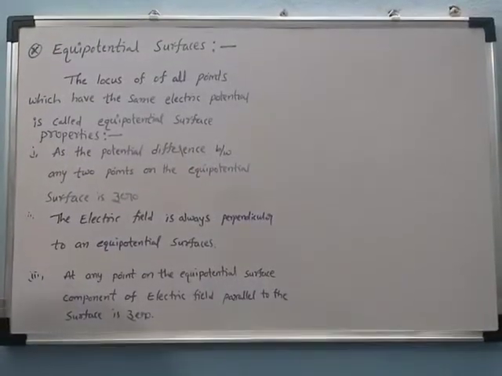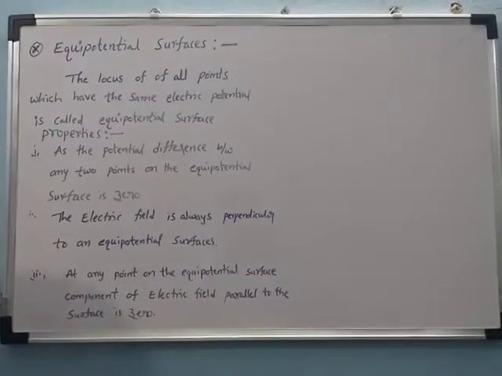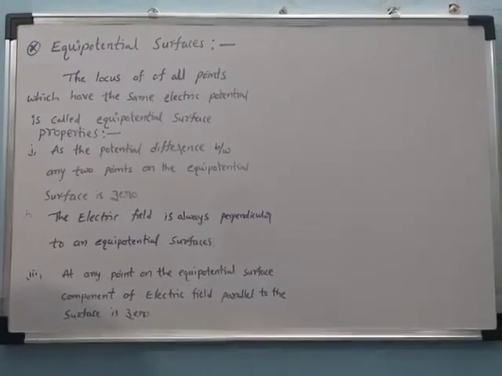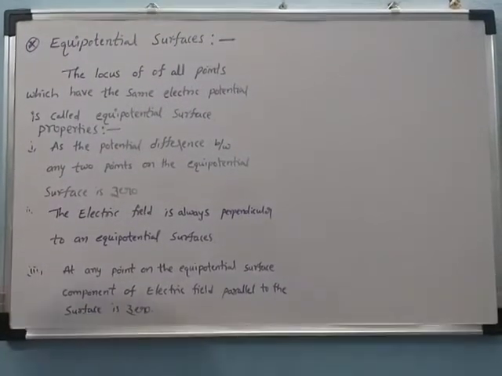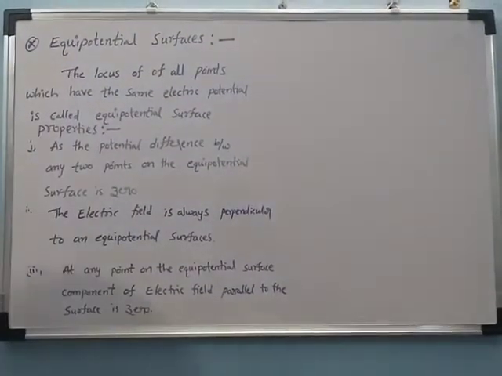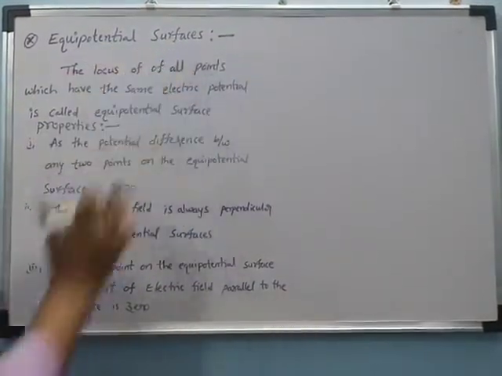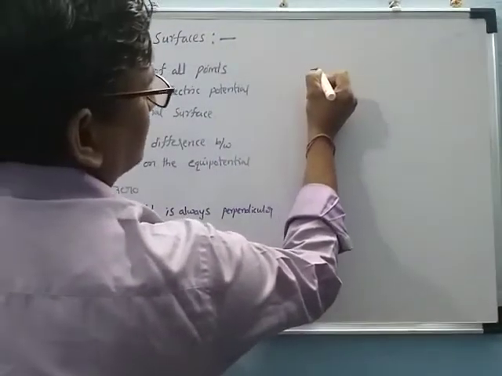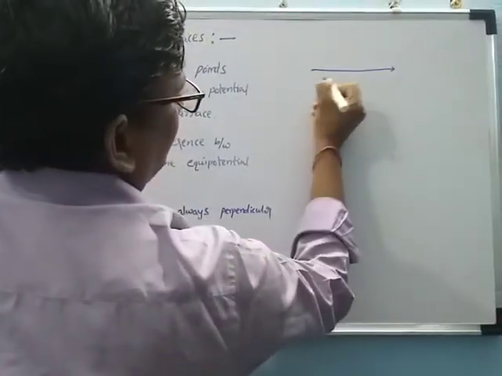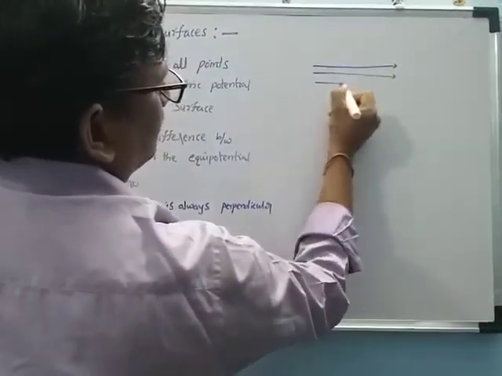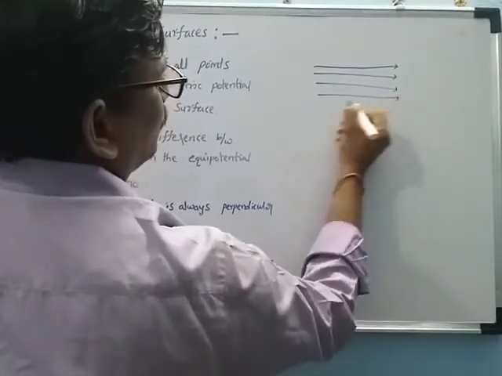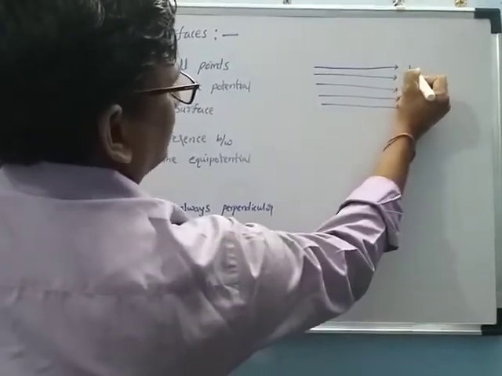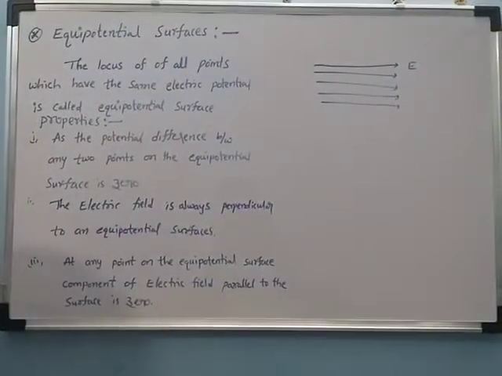Today we are discussing the topic of equipotential surface. Equi means equal, so equal potential on a surface. Let us consider this is the electric field, a uniform electric field.